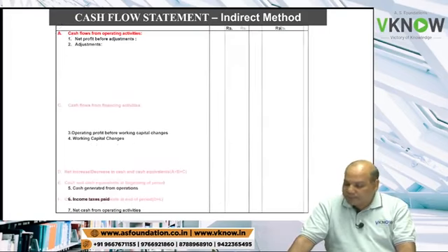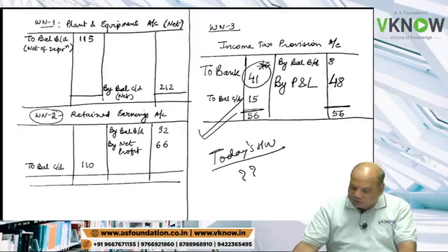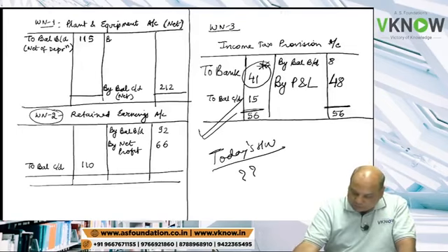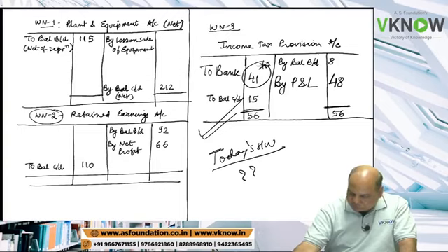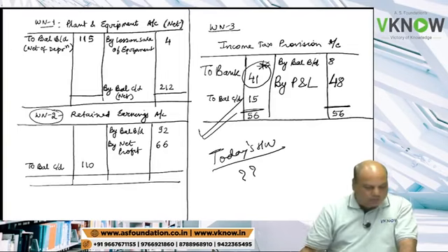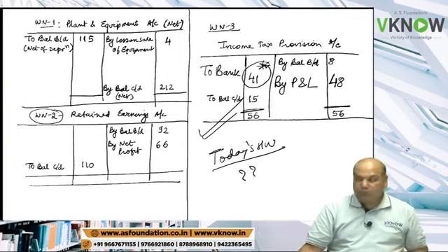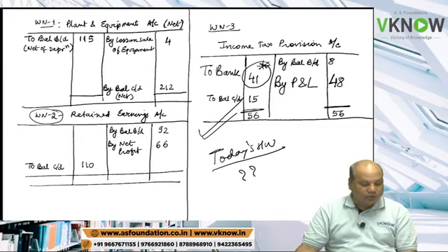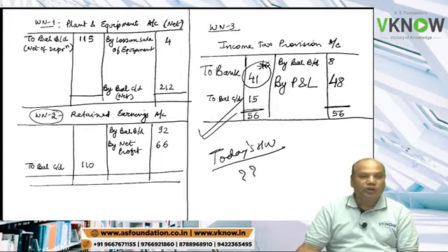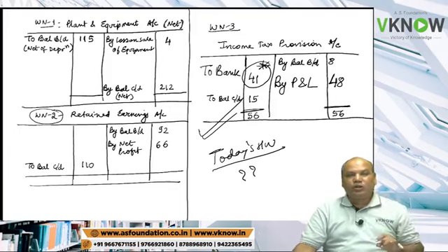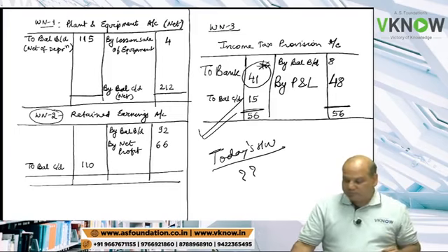Any query? And then we'll go to fixed asset account, credit side, by loss on sale of equipment 4, contra effect. Other items I don't require, sales, cost of goods sold, operating expenses, because we have already written the profit figure and only 3 adjustments were required, that we have done.